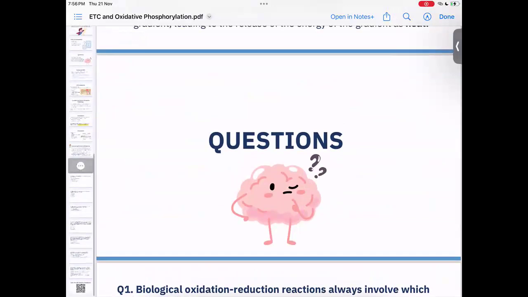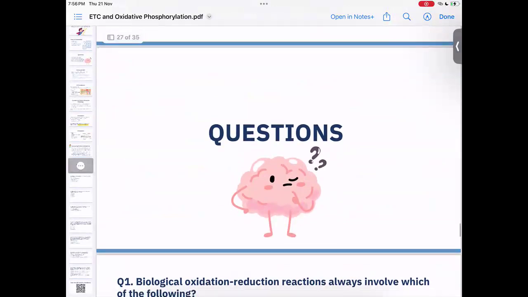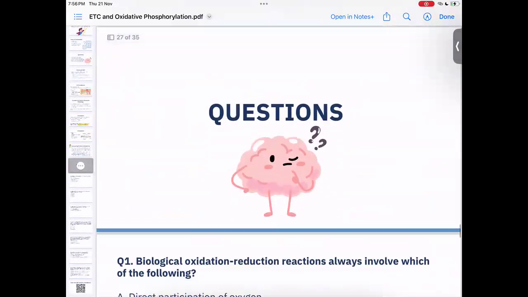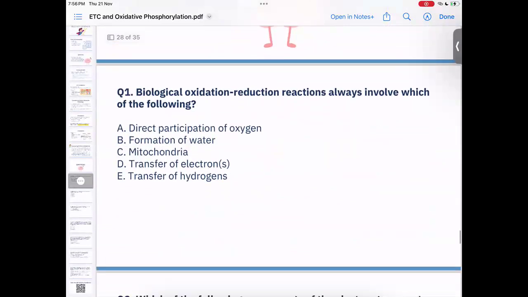So now it's time for questions. Whoever would like to answer, go ahead in the chat or just open the mic. Let's begin with the questions. Biological oxidation reduction reactions always involve which of the following? Direct participation of oxygen, formation of water, mitochondria, transfer of electrons, transfer of hydrogens. Which one is it? Correct.